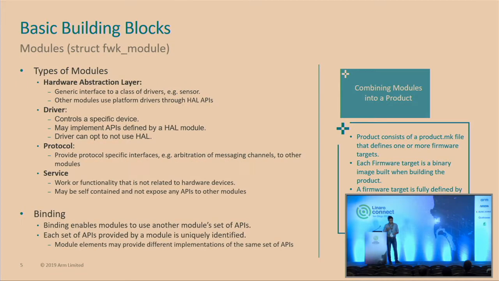So one more part, combining product into the modules. If you look at the right-hand side, that is how we make an SCP image. So when you specify an image for your product, for your board, you have a product.mk file. Now, this might define 1 firmware target, 2 firmware targets. You might have a firmware that goes into 3 separate microcontrollers. So you will define each of your firmware targets.